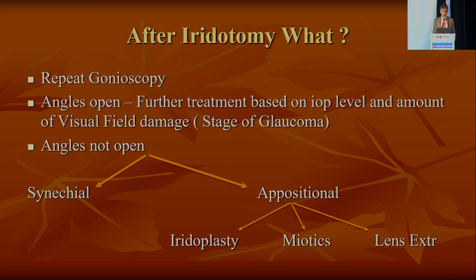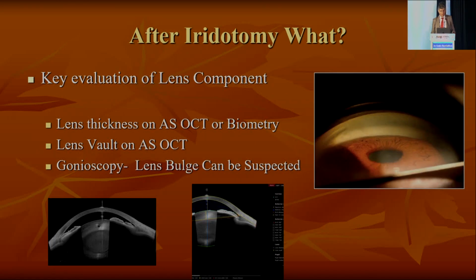So after the iridotomy is done, what do you do? Repeat gonioscopy. If the angles are open now, then the further treatment of glaucoma will depend on the stage of glaucoma based on the visual field. If the angles are not open, is it because of synechia, or is it still appositional? If it is still appositional, you have the option of doing an iridoplasty, using miotics, or doing a lens extraction. If there is synechial closure, you can't do anything further except treating medically and probably opting for surgery earlier than you would in the open angle situation.